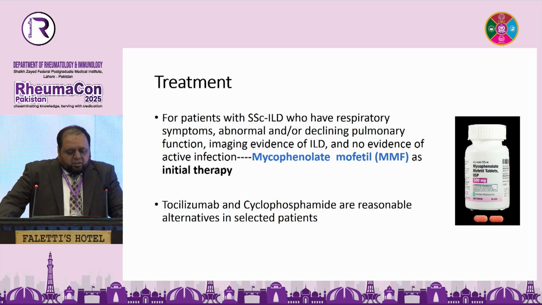Now treatment. For the patient with systemic sclerosis associated ILD who has respiratory symptoms, abnormal or declining pulmonary function tests, and imaging evidence of ILD with no evidence of acute infection, treatment is recommended with mycophenolate mofetil as initial therapy. Tocilizumab and cyclophosphamide are reasonable alternatives in some selected patients where mycophenolate cannot be given.